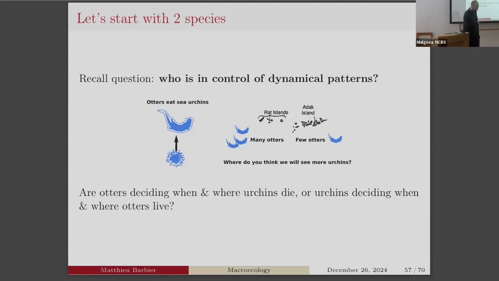So you remember this question about the otters and the urchins, and I think it's one of the basic questions that you ask when you're doing dynamical systems: which variable is in control of the dynamics, right? In this question I was asking, in a sense, is it the otters who are deciding when the urchins die, or the urchins who are deciding where the otters live? The first one would give you a negative correlation between the two, the second one a positive correlation between the two. The problem with this question is, if you get a bit deeper into the things, there are multiple notions of control. And okay, this is the part where I hope I get the message across, because it's a bit tricky.